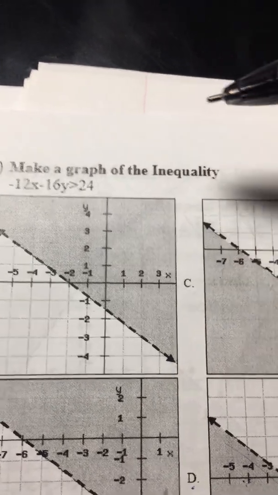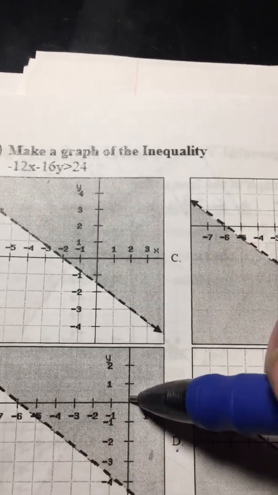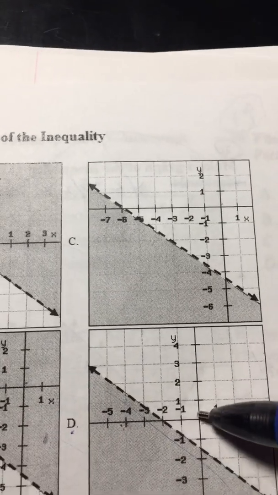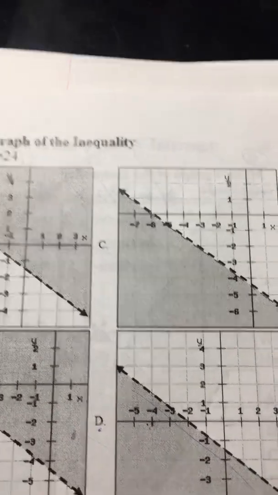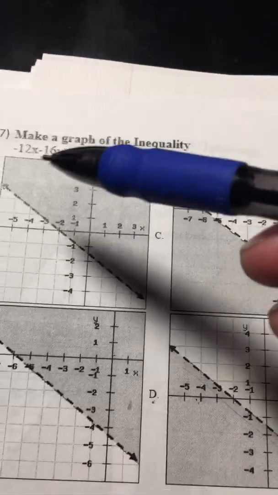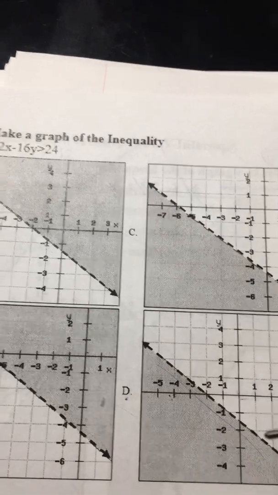So I'm thinking, well, maybe I could test a point. Here's the origin, it's in the shade. Here's the origin, it's not in the shade. So if I test the point 0, 0, I'm not going to get the exact answer, but I will either know it's these two or it's these two. So I'm going to go ahead and test the origin just so I can rule out a couple of answers.